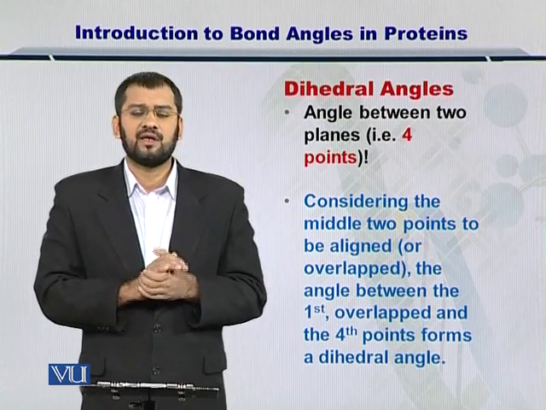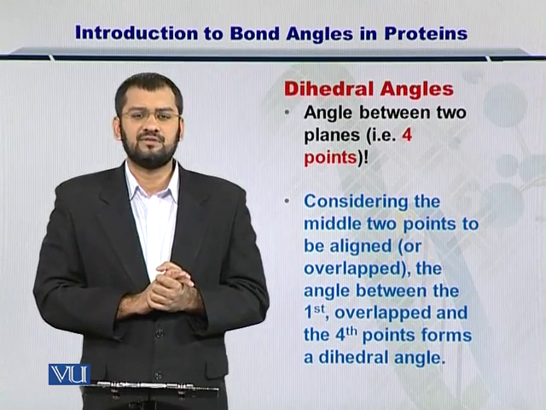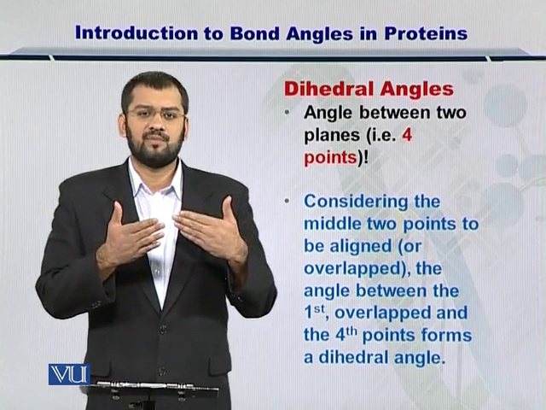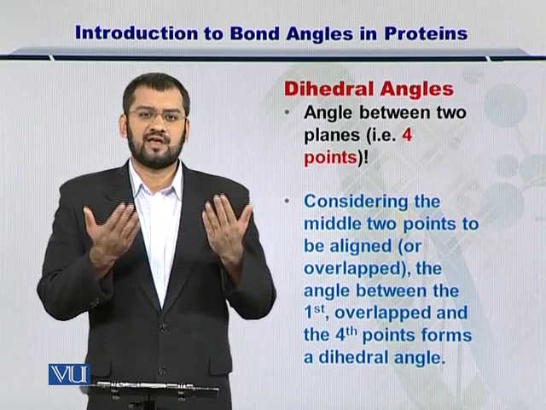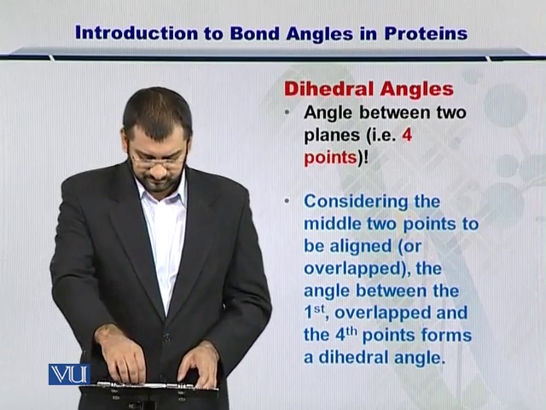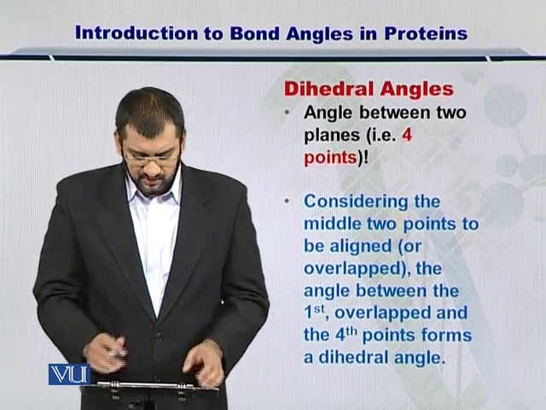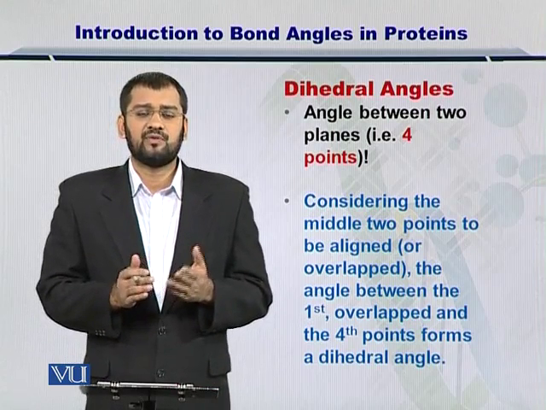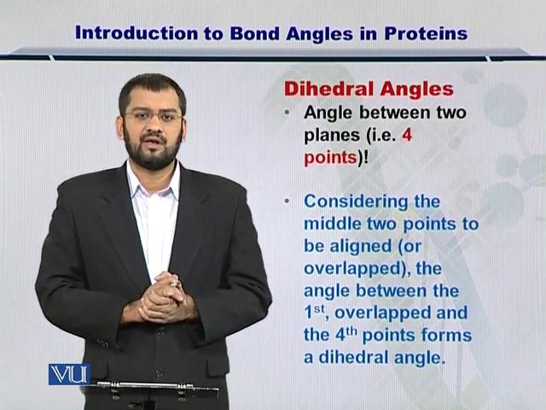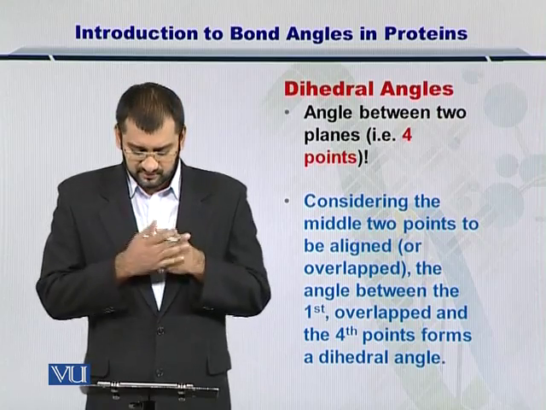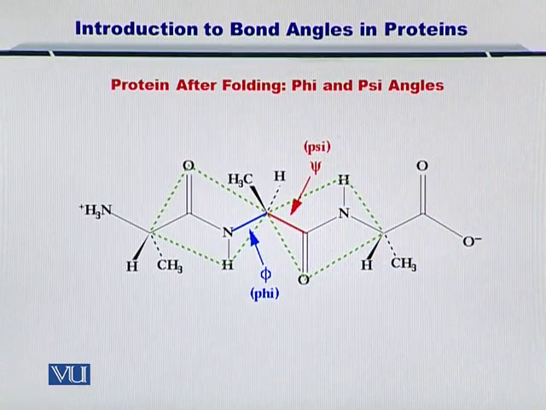So this concept is very useful in studying the proteins, as the peptide bond is planar and the two neighboring peptide bonds which exist as planes can come together and make a dihedral angle. So just to remind you that the dihedral angle essentially is an angle between four different atoms, and the middle two atoms are considered to be overlapped or stuck together.